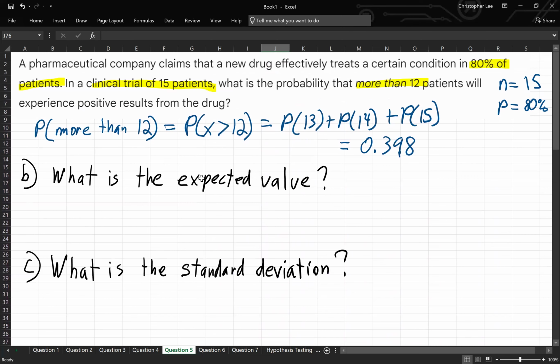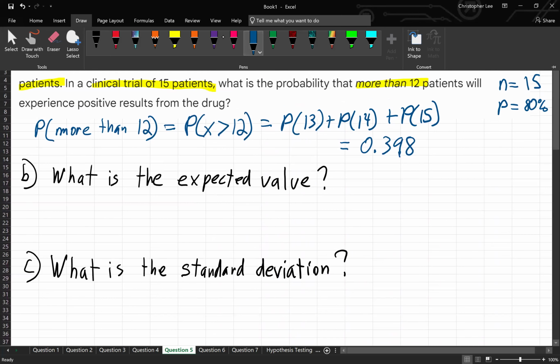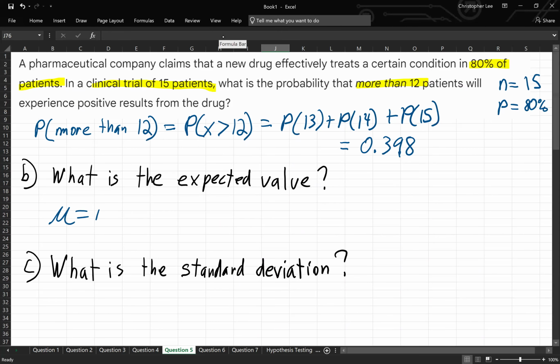What's the expected value? What's the formula? Expected value. You can copy from the formula sheet. You don't got to memorize it. All right. So mu is equal to N times P. Very good. And in this case, what's my N? 15 times 0.8. Very good. I'll take that. Or you could say 15 times 80%. That's fine. What's the answer?